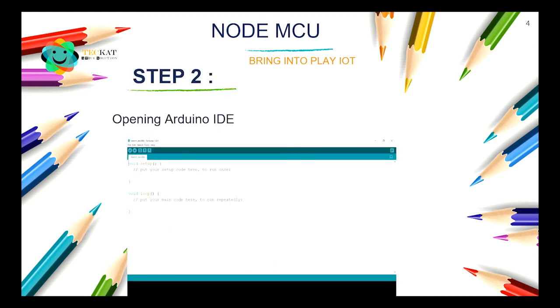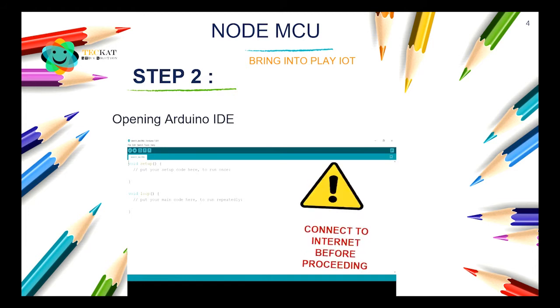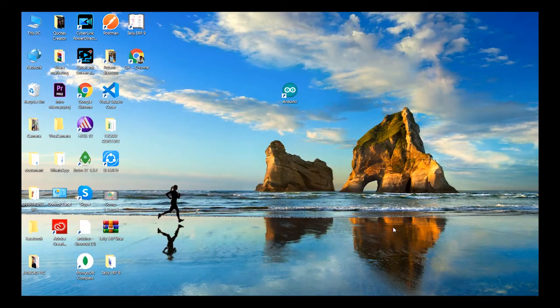The second step after the Arduino IDE is to open the Arduino IDE software. After opening Arduino IDE, there is a link in the article section. You need to just copy the link and paste it in the preferences. But before doing that, just connect your system to the internet. So we'll proceed practically to see how to install NodeMCU.